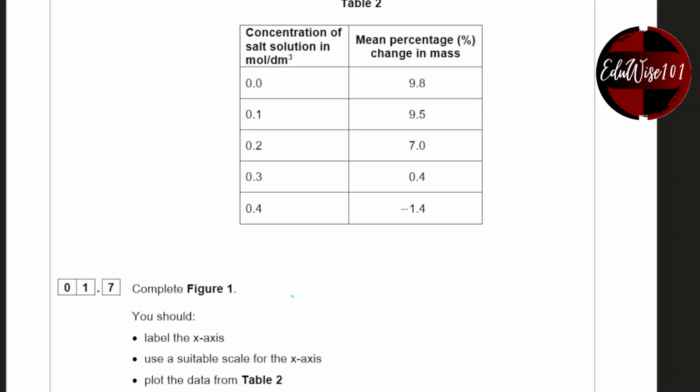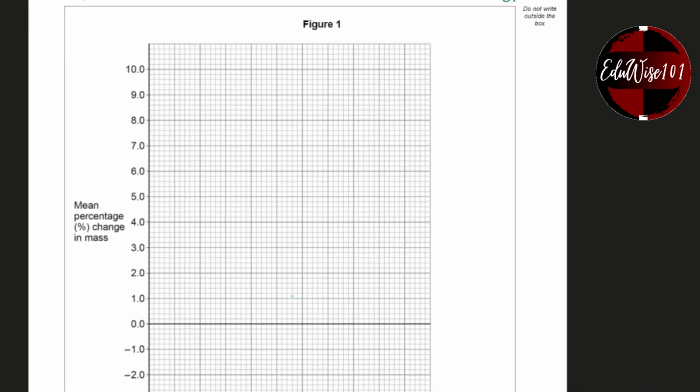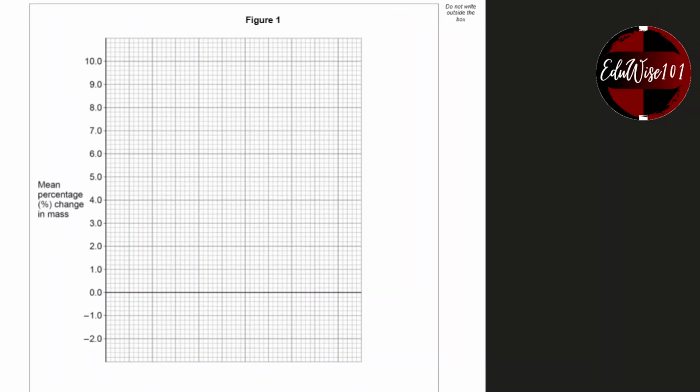So let me have a look at the graph, and let me just bring it into focus so you can see all of that in one screen. There you go. Right. So you have on the y-axis the mean percentage change in mass. So the x-axis should be the concentration. So you can simply copy the label that is given in the table. You don't have to write your own label. So just literally copy the label that is on the table that was given. So the concentration of salt solution in mol per dm cubed.